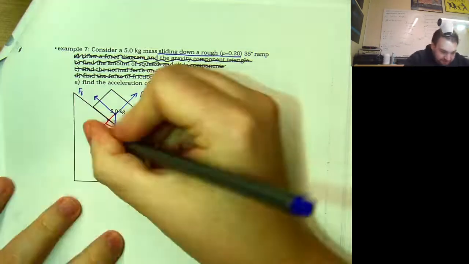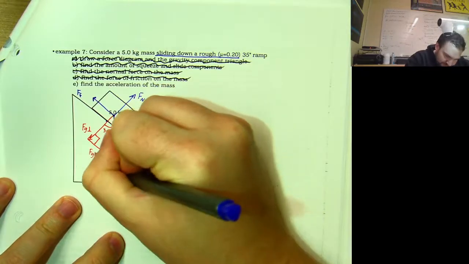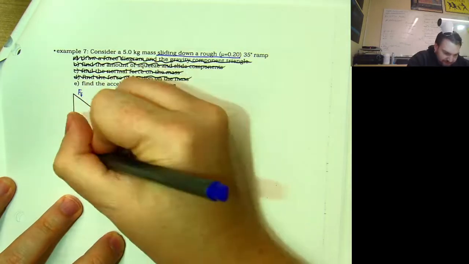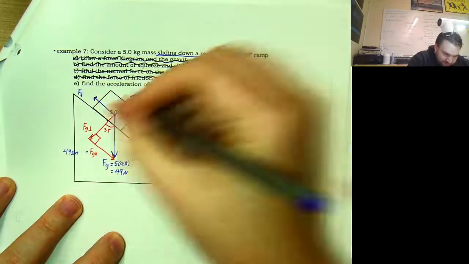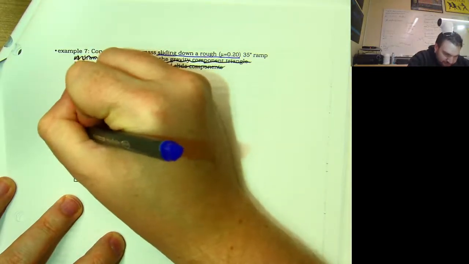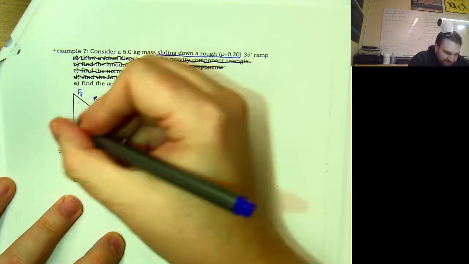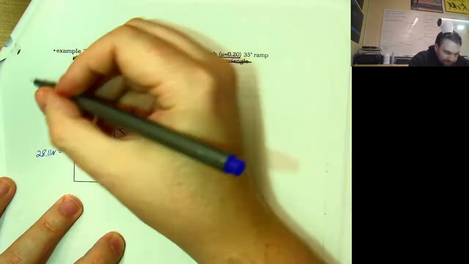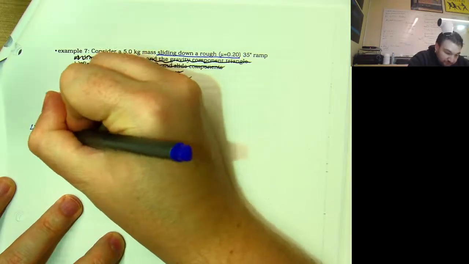We know that Fg is equal to 5 times 9.8. So that's going to be 49 newtons. So this parallel component is going to equal 49 sine 35. And my perpendicular component is going to equal 49 cos 35. So 49 sine 35 is 28.11. And the perpendicular component is going to be 40.10. Sorry, 40.12.